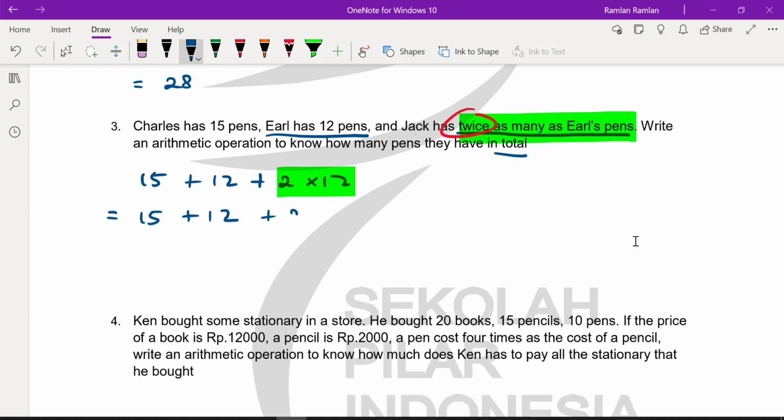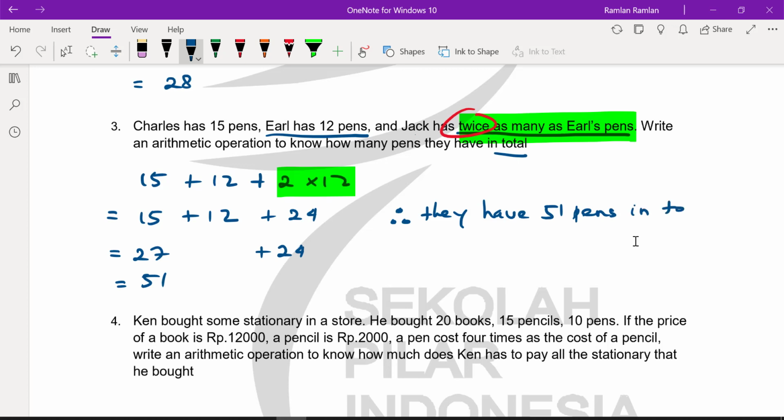2 times 12 is 24, and then again guys, if you want to add all of them together, that's fine, but if you want to add these two first, that's also fine. Okay, 15 plus 12 is 27, right? 27 plus 24, and then that'll be equal to 51. And then again, guys, because this is a story problem or word problem, you need to write down the conclusion. In here, they have 51 pens in total.